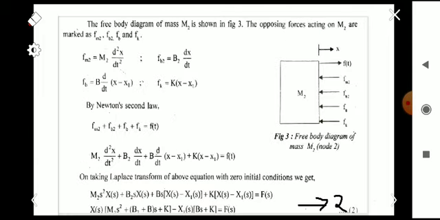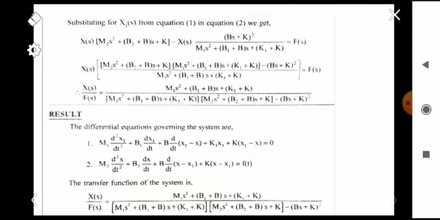Just substitute the value of X1(s) here, and the equation becomes like this, and by simply rearranging the values we will get the transfer function X(s) by F(s) equal to like this. So this is the final equation. After finding this, just try to write what they have asked in the question. They have asked to write the differential equations. So the two differential equations are there, we have to write them, and at last the transfer function.